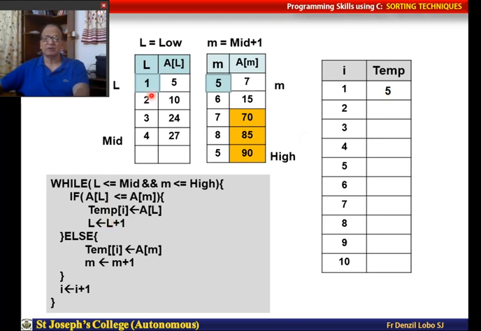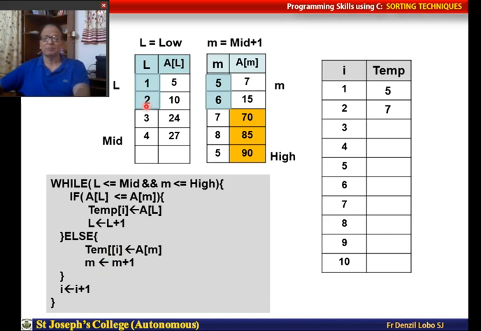So 1 here becomes 2 here. You're incrementing this value. Now you compare. You ask this question, is A2 less than A5? That is, is 10 less than 7? No, therefore 7 here comes here. Therefore 7 is going to be inserted and you increment the M value to 6.